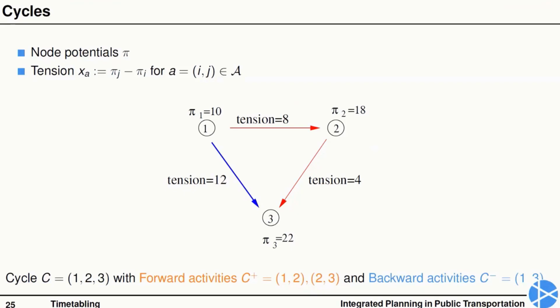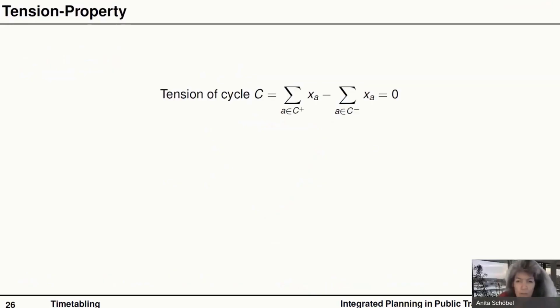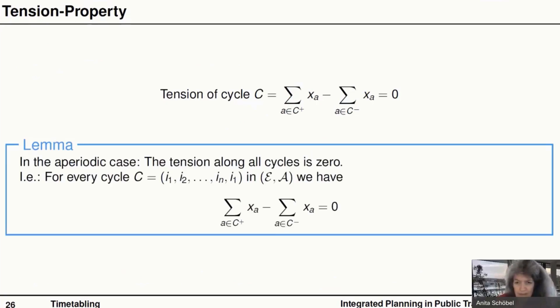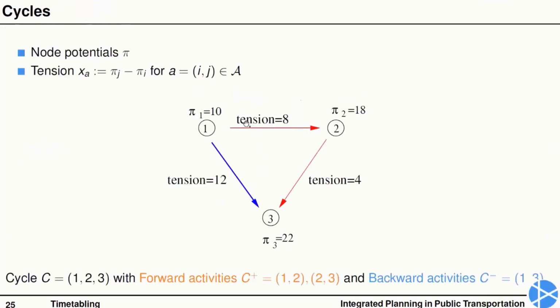Why is this important? It is important because now we can compute the tension of a cycle. In the tension of a cycle, we add up all the durations of the forward activities, or the tensions, and we subtract the ones of the backward activities. So in our example, we would add 8 plus 4 is 12, and we subtract this one, which is also 12. So we end up with 0. And this is exactly the criterion we need to see if the problem is feasible or not. Because the problem is feasible if and only if we always get 0 here.